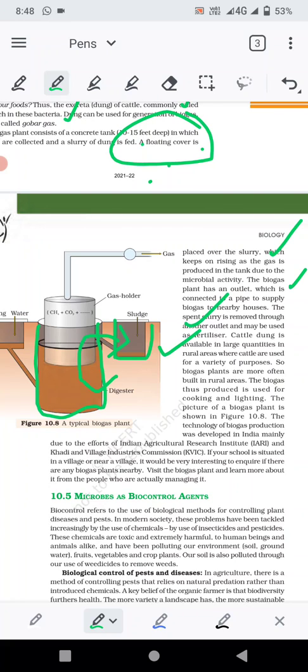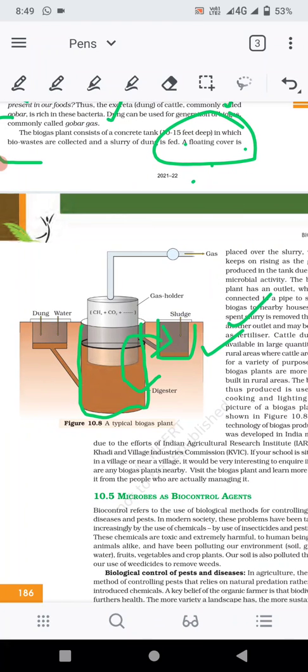Now cattle dung is available in large quantity in the rural areas. That's why biogas plants are generally made in the rural areas. The biogas which is produced by the biogas plant is generally used for cooking and for lighting purposes. So I hope the diagram of the biogas plant is clear. I am repeating again the details about the diagram.